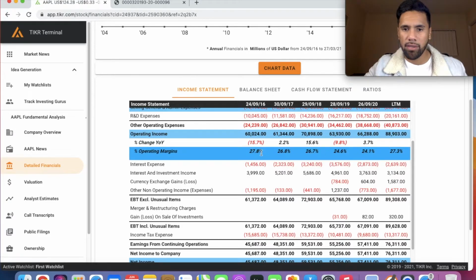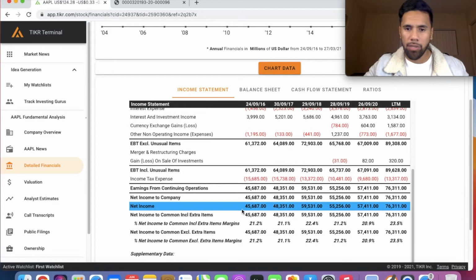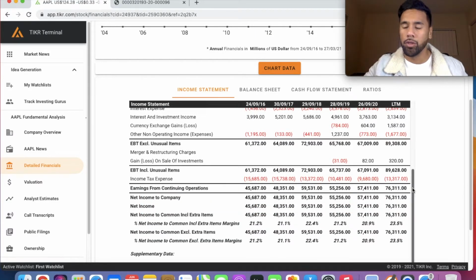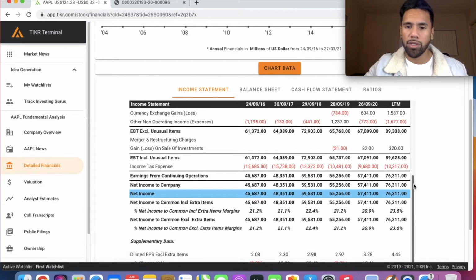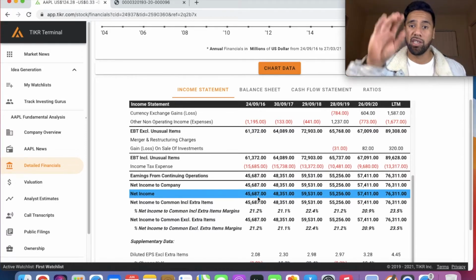Right, and again, you can see it's pretty steady. The operating margins are pretty steady. We come down and then we see their net income, right? Again, using a site like Ticker will actually allow you to compare data across a range. It's always good when you're looking at financial statements to see them year on year, side by side, so that you can actually see the growth, or see if there's a pattern occurring.